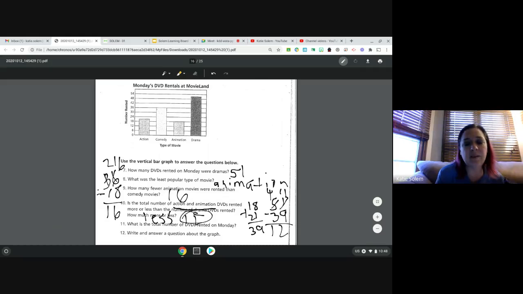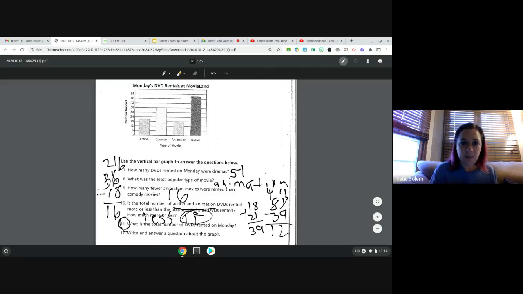Now, number 11, I'm going to let you do that one on your own because it's kind of a challenge one here. It says, what is the total number of DVDs rented on Monday? So you have to figure out how much each category is and add them all up together. I'll let you do that for extra challenge.